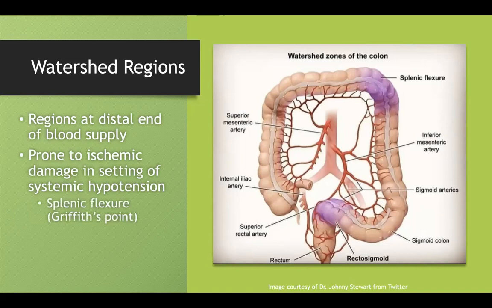In the large intestine, you need to know 2 different watershed regions. There is the splenic flexure, also known as Griffith's point, and there's also the rectosigmoid junction, which we're talking about now.